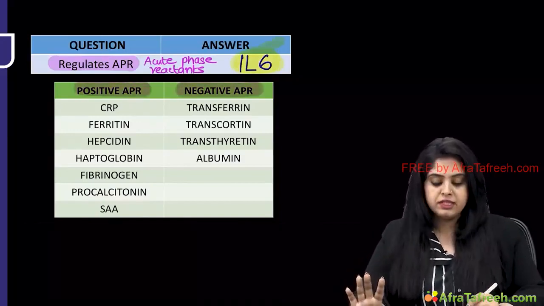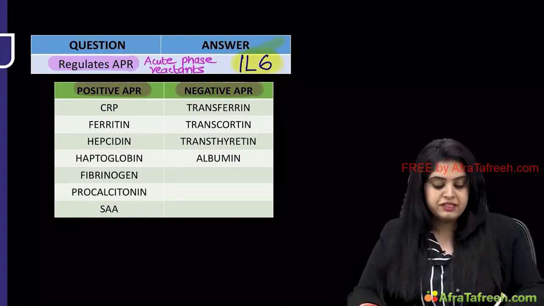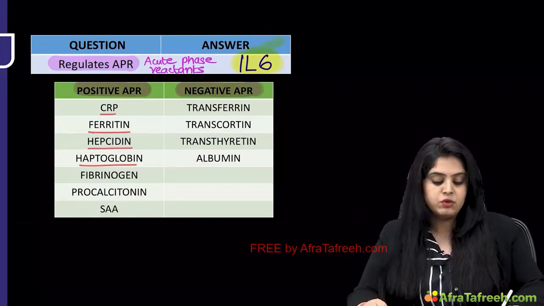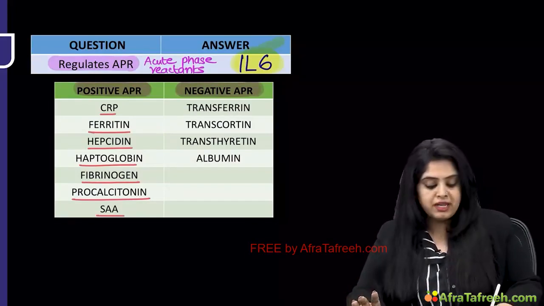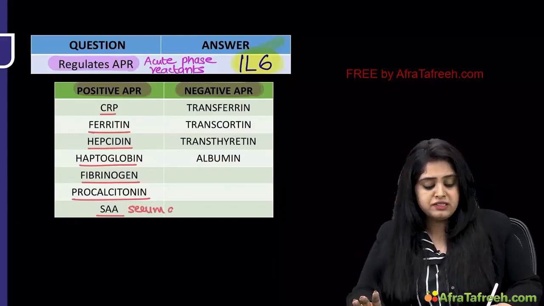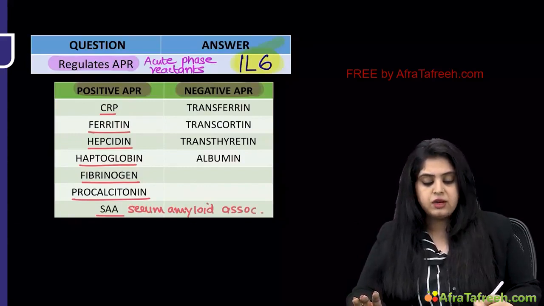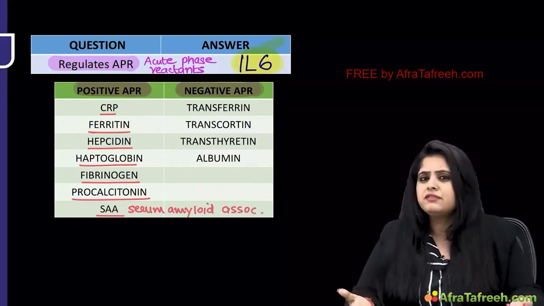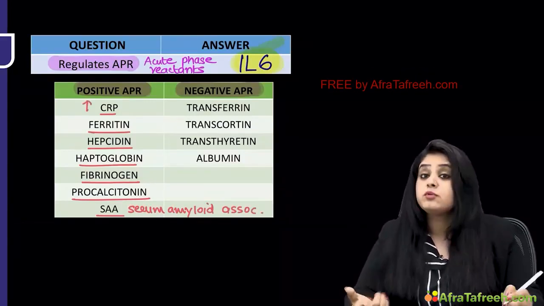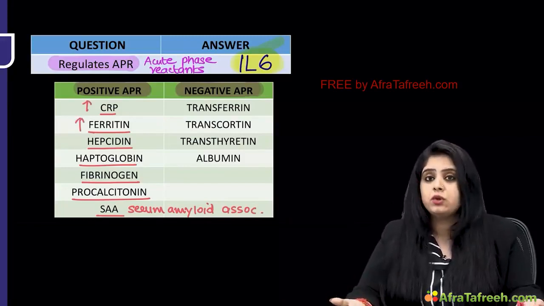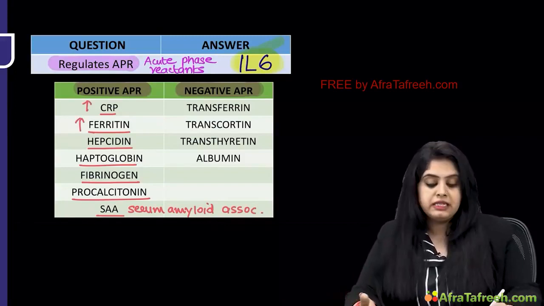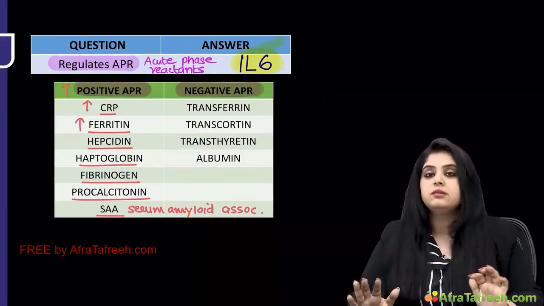Some APRs will decrease. So if you ask me, C-reactive protein increases, ferritin, hepcidin, haptoglobin, fibrinogen, procalcitonin, SAA, serum amyloid associated, all of these increase. How will I learn so much? Not possible. Such a long list, how is it possible? But you know that when someone has fever and infection, C-reactive protein increases. COVID patients were having more of ferritin and all these molecules, right? So these are increasing. What is increasing means that is a positive APR.